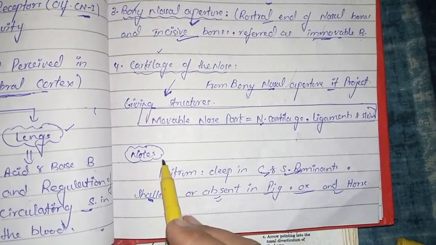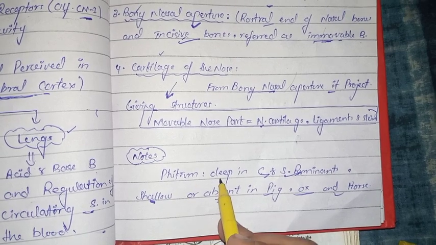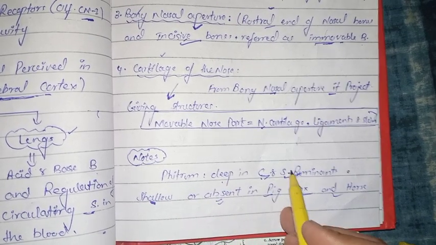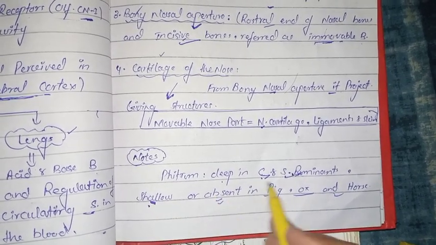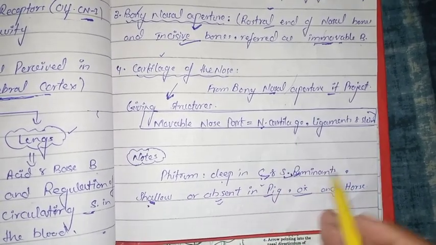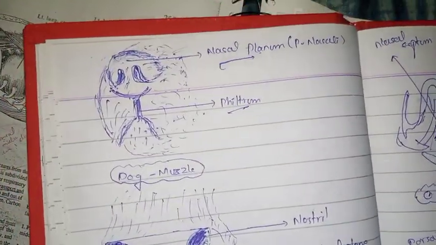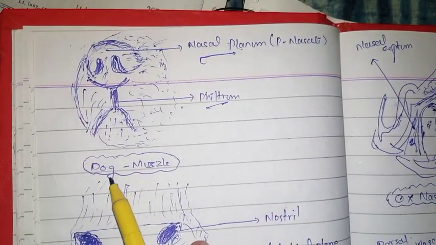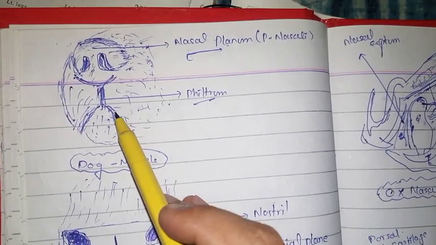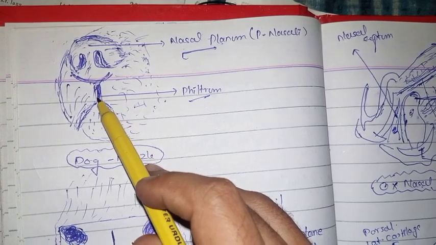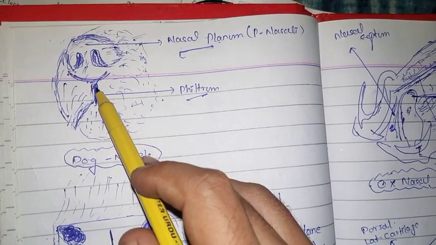Notes: keep in mind that philtrum is deep in canine and small ruminants, but shallow or absent in pig, ox, and horses. Dog muzzle structure. Philtrum. This deep groove is called philtrum.